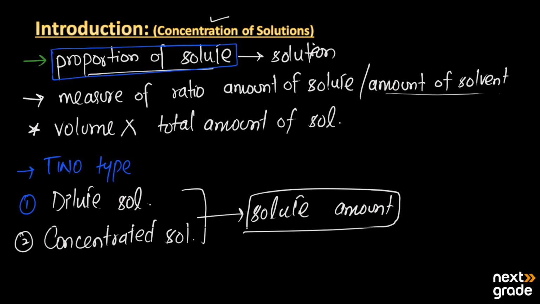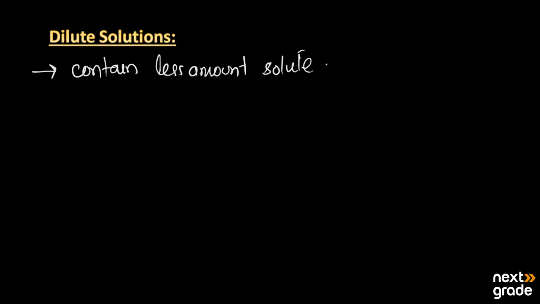So let's discuss the first form of solution. It is the dilute solution. The solution that contains less amount of solute in it, or less amount of solute in the solvent, that solution we call the dilute solution.